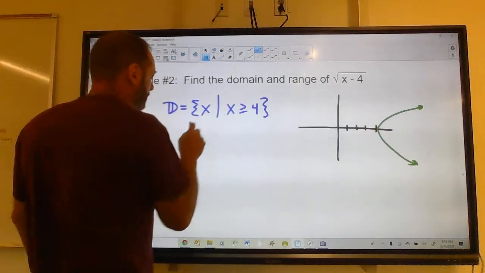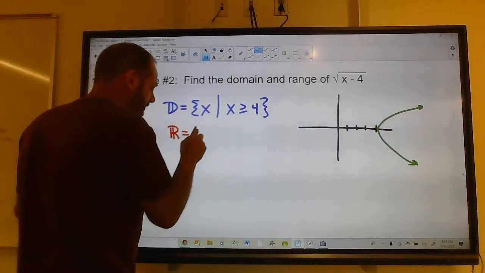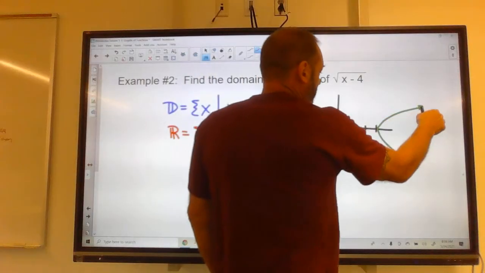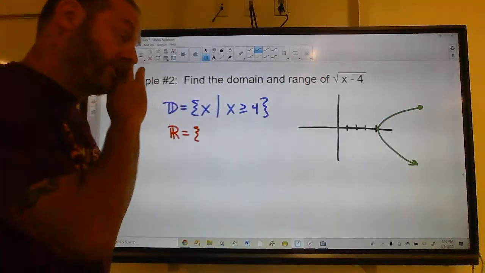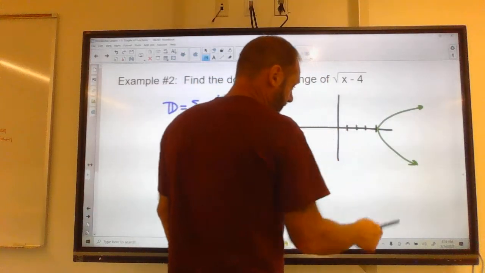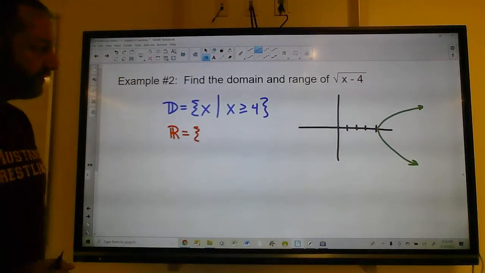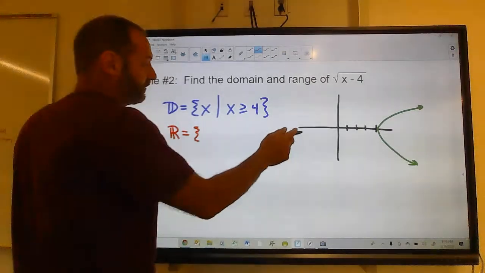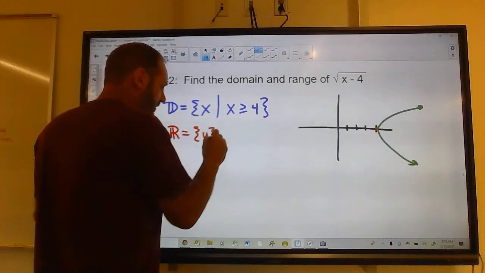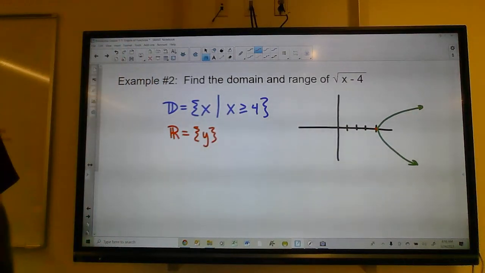Now the range. I'm going to get all the positive numbers because this is going to get as big as I want, although it takes a long time to get big. I'm also going to get all the negative numbers that I want because my answers are going to be plus or minus. I'm also going to get 0 right here. So the range is the set of all real numbers. Why?